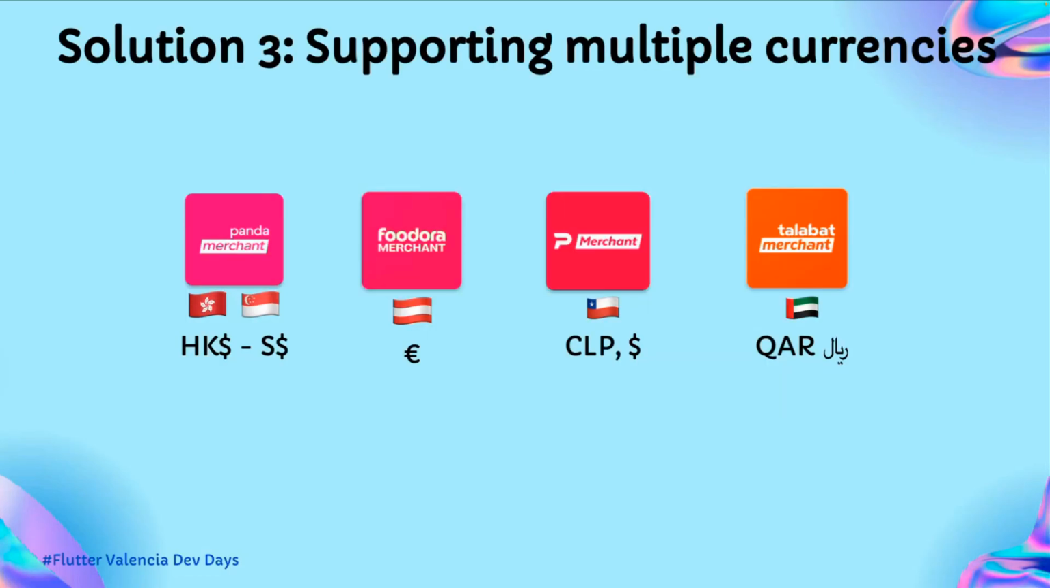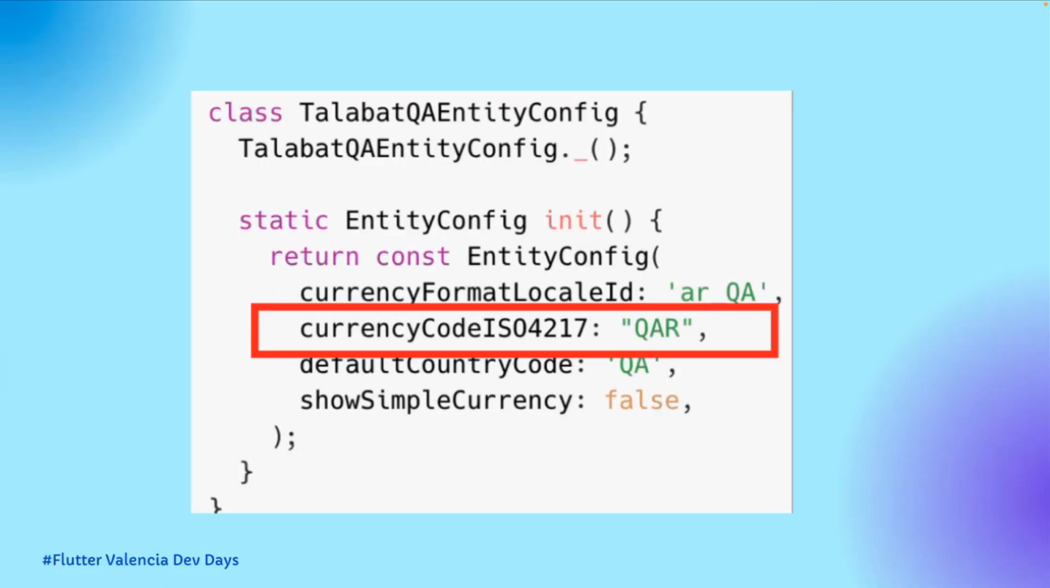The third issue that we had was supporting multiple currencies. We had global regions with different currencies. So we needed to ensure that, for example, a user in Austria sees the prices in the app in euros, and a person in Chile in Chilean pesos. To solve this, we rely again on the entity config file, where we set the region's configurations and the currency format and code for each brand that we had. Each locale has its dedicated entity config. For example, this one was for Talabat in Qatar.